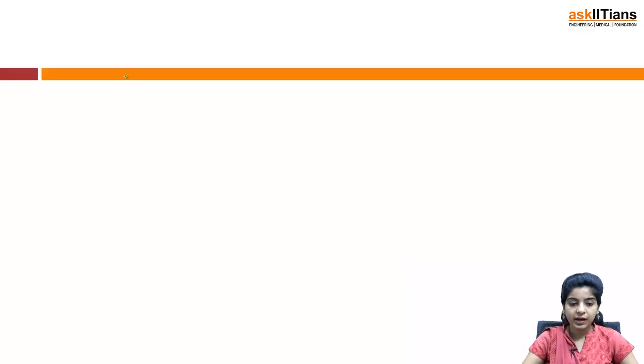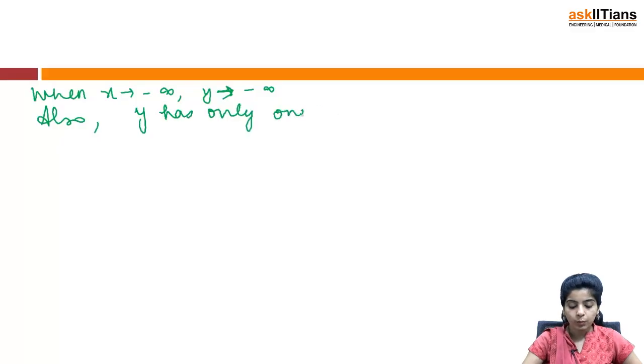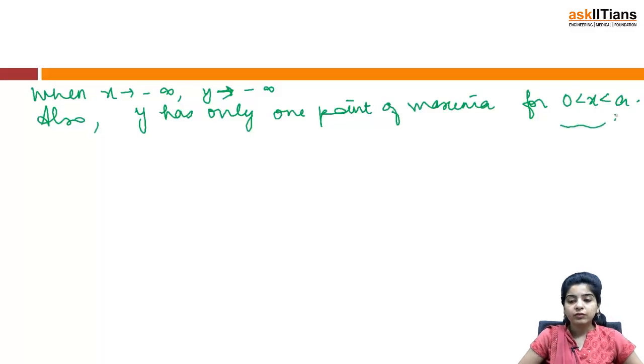The curve is symmetrical about the x axis. Further, when x tends to minus infinity, y tends to minus infinity. Also, for x lying between 0 and a, y has only one point of maxima.